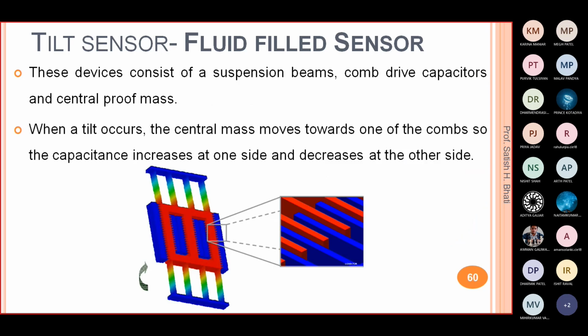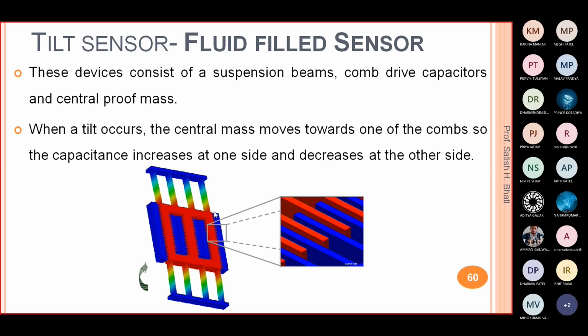If you see the construction, this capacitive type does not have a single type of construction, but one of the possible constructions you can see in the slide, right? It consists of suspension beams, comb drive capacitors, and the central proof mass, right? So here you can see it generates a comb type of structure, right?